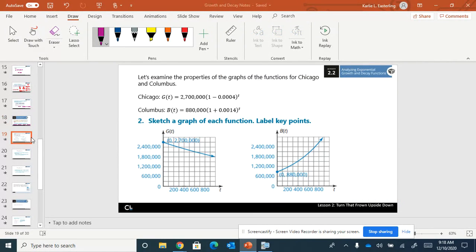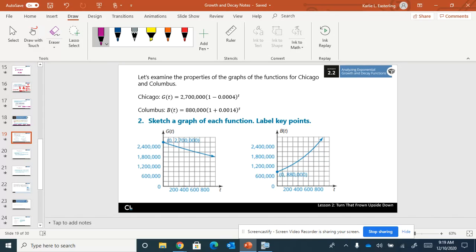All right. So let's examine the properties of the graphs of the functions for Chicago and Columbus. And I went ahead and put the function equations up here, where these numbers are coming from again, because remember this 2.7 million, that was the initial population. And then we have 1 minus that percent that we were decreasing by to the t power. And then for Columbus, our original population was at 880,000, and we are increasing, so we have 1 plus the decimal of that percent for every year to the t power.